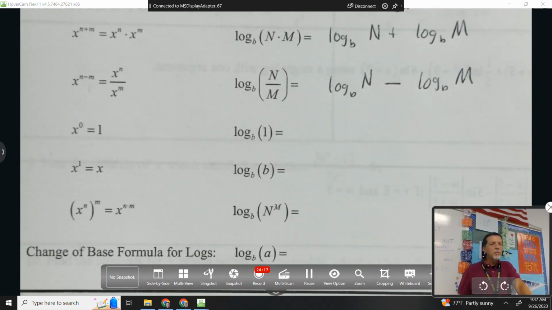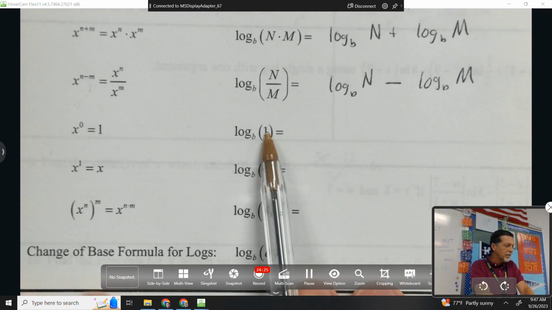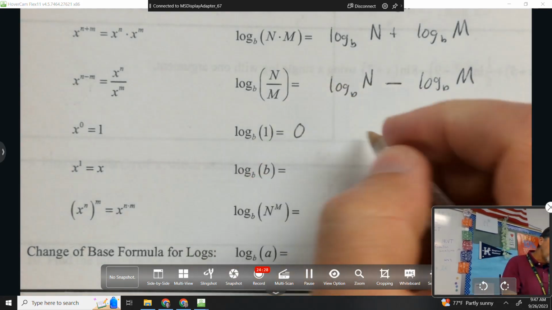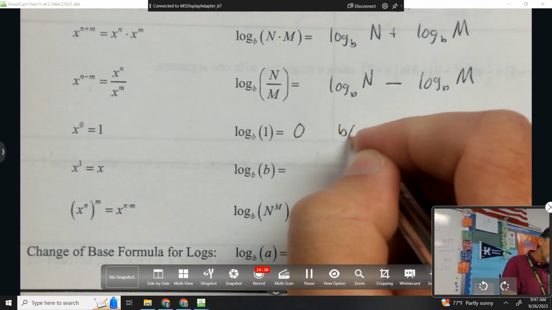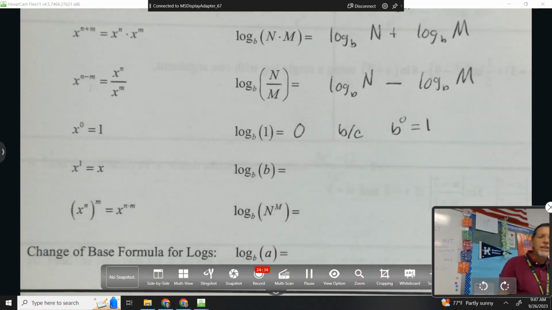Now, some of these properties, if you just think about the fishhook, you can figure them out. They're not really memorized things. B to what would be 1? 0. Okay, so that equals 0 because b to the 0 equals 1.